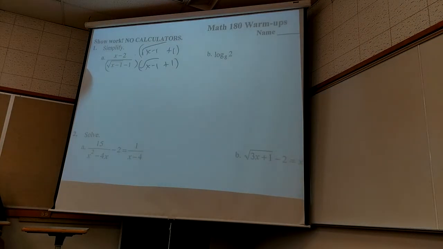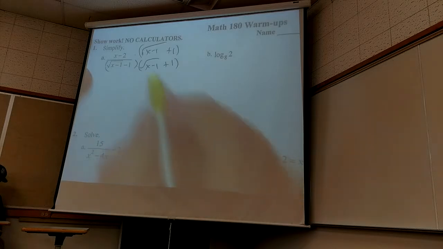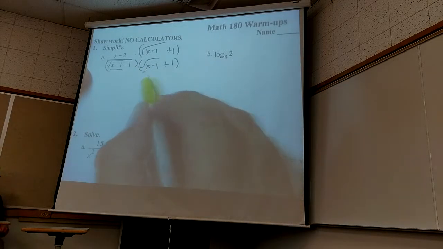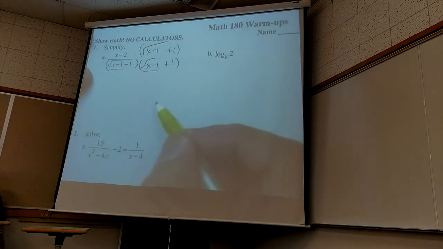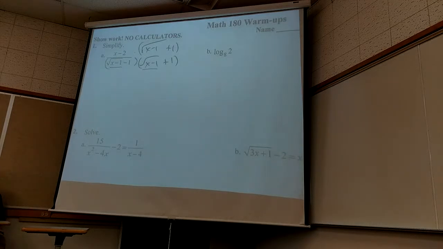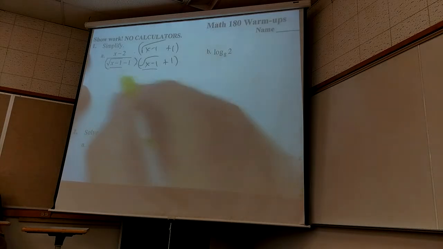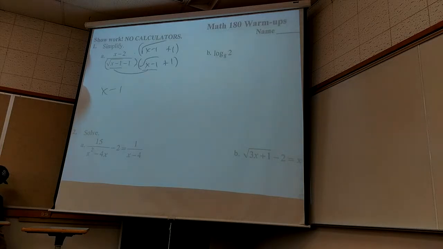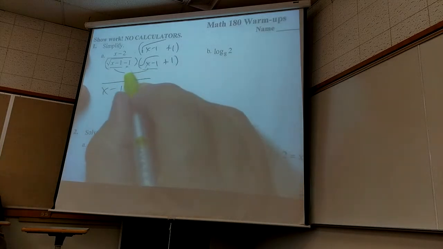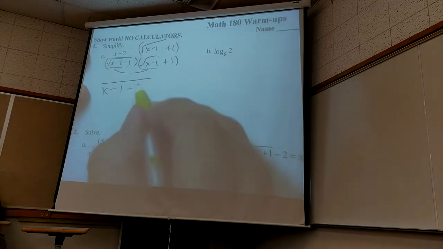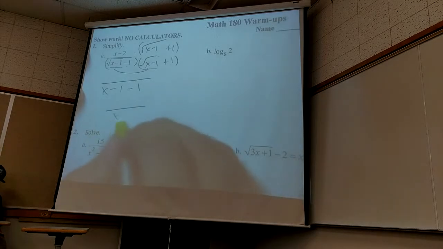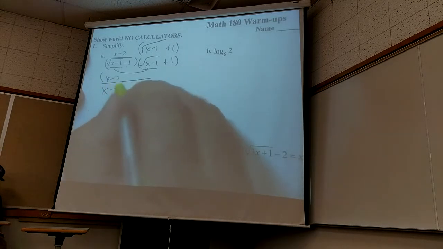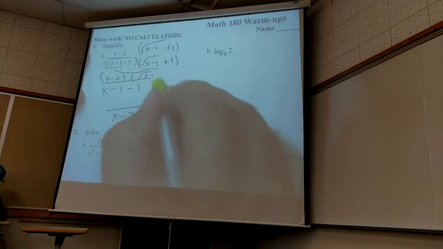We do the bottom first. Square root of x minus 1 times square root of x minus 1 is x minus 1, which is kind of nice. Half of x minus 1 times another half of x minus 1 makes a whole x minus 1. So that's x minus 1. The middle terms cancel by design. And then what's negative 1 times 1? Negative 1. So on the bottom I get x minus 2. On the top I get x minus 2 times the other stuff.